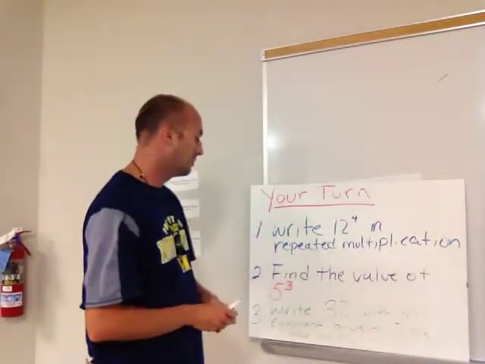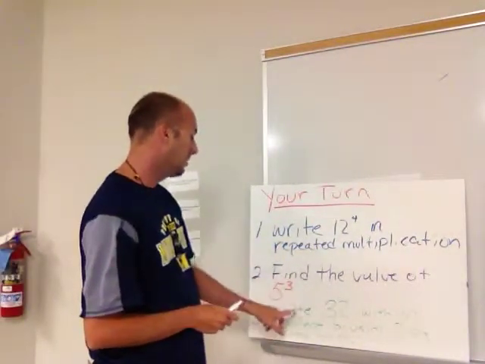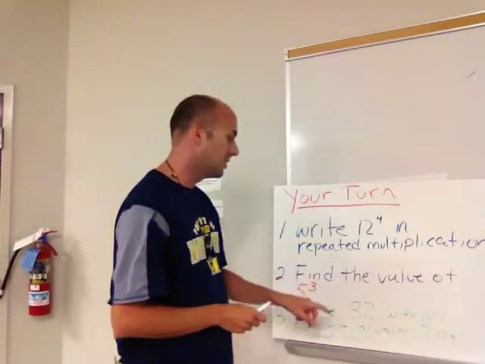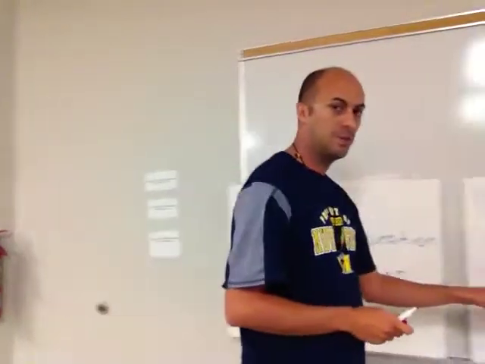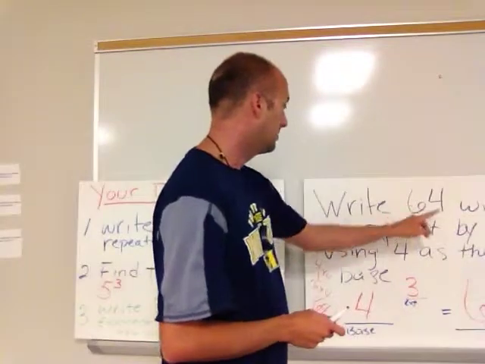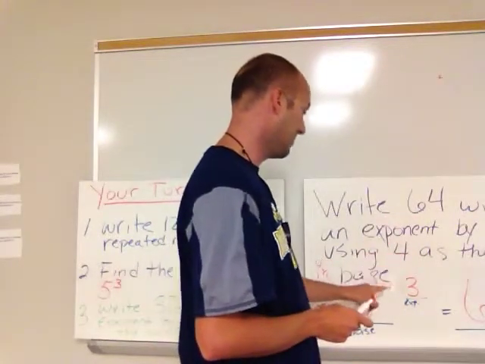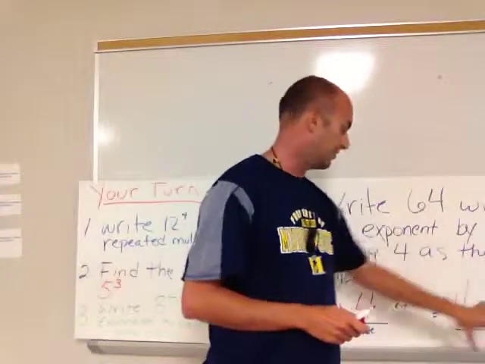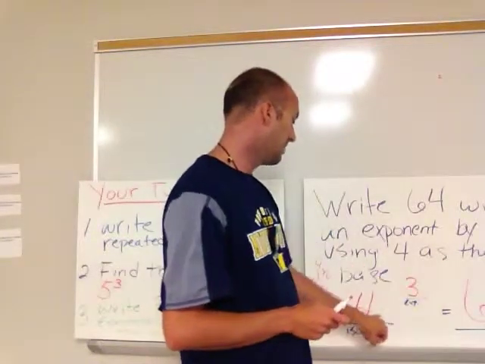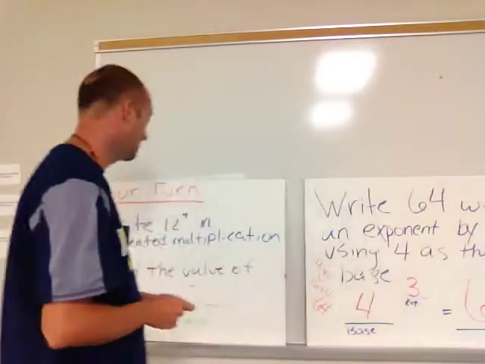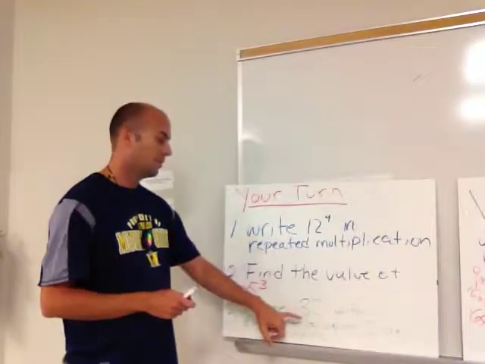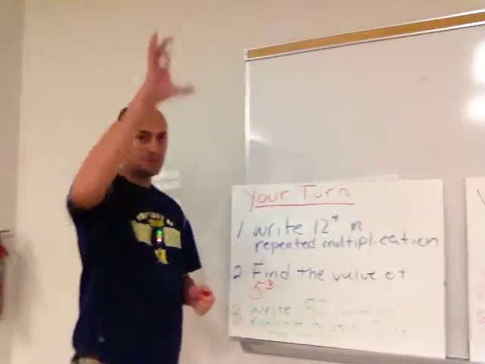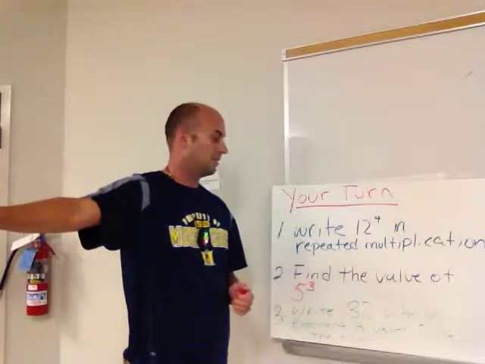And then lastly, I want you to write 32 with an exponent by using 2 as the base. Now that's just like what we did over here. Okay? Write 64 with an exponent by using 4 as the base. Remember over here, 64 went over here as our final value. This was our base, and we had to figure out the exponent. So I'm kind of asking you to do the same thing. 2 is the base. What exponent do we need to make it equal 32?